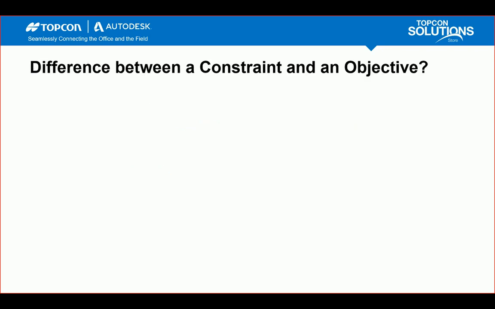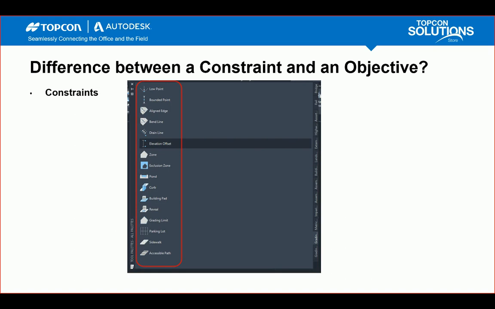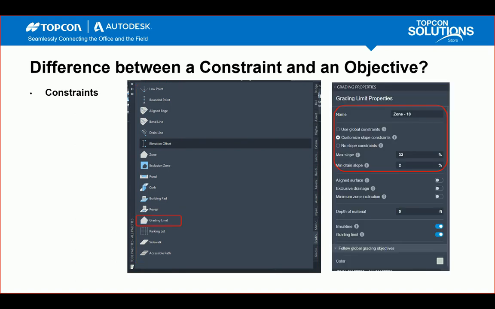Difference between a constraint and objective. So most grading objects create constraints. And constraints are max slope, min drain slope. So you have a max slope in this zone of 33% and a min drain slope of 2%. That'd be a constraint. The grading optimization tool is going to meet these constraints.